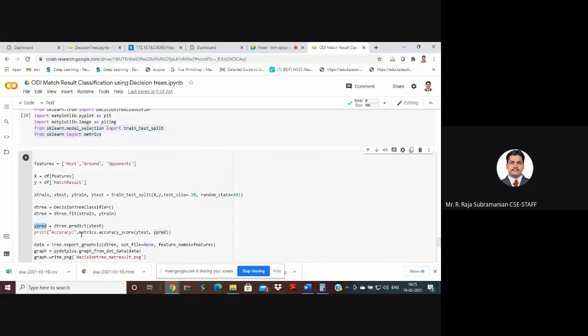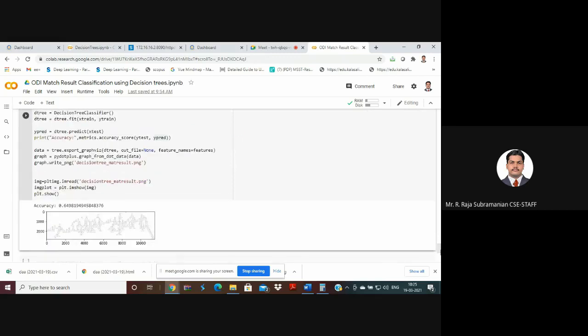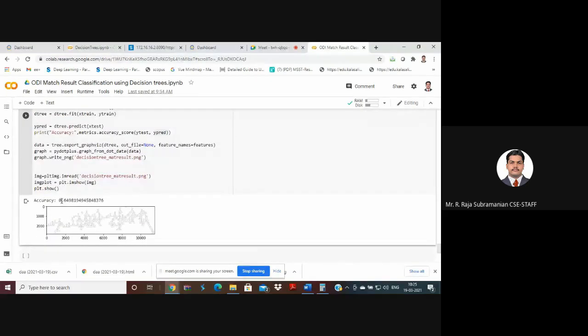Then I take the accuracy, that is metrics.accuracy_score. I compare the original y_test value and the predicted y value, and give the accuracy of the model. And as Pujita says, it is around 0.649, around 0.65, 65%. This is the same, right, Pujita? Yes, sir, 65% I got, sir.